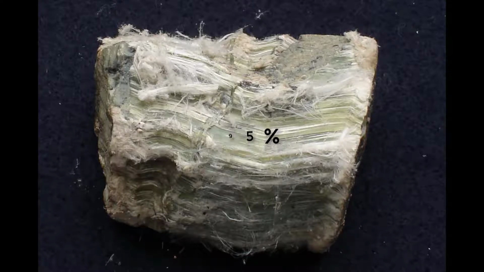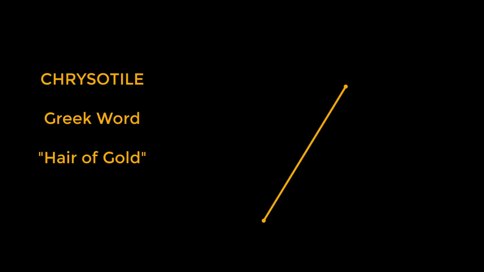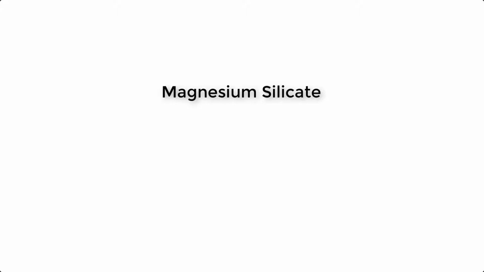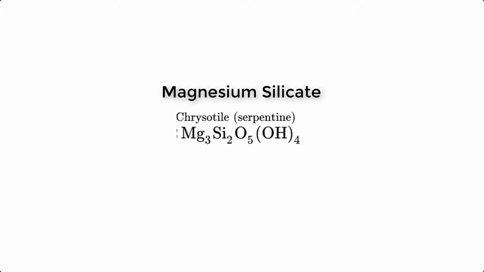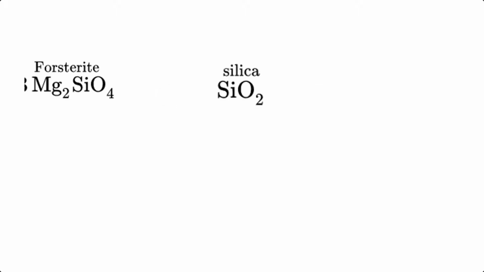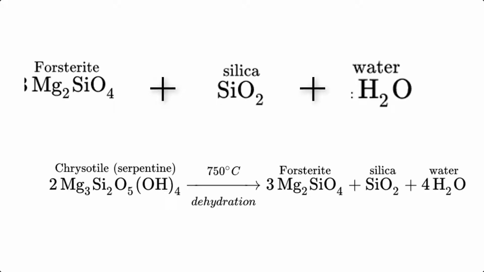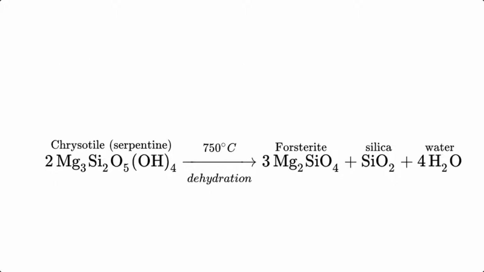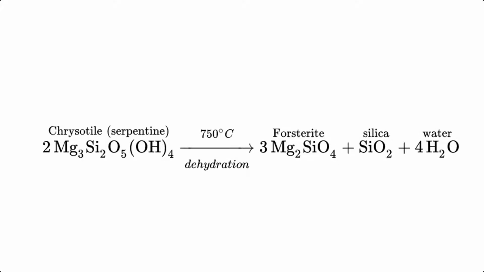Chrysotile comes from the Greek word for hair of gold, a fibrous variety of the magnesium silicate with a chemical composition of Mg3Si2O5(OH)4. Therefore, it is composed from forsterite, silica, and water. Here is its balanced equation. As you can see, on one side we have the chrysotile, and on the other we have the forsterite, silica, and water. This can only occur by breaking down and dehydrating the chrysotile at 750 degrees due to its chemical properties such as its strong resistance to heat.